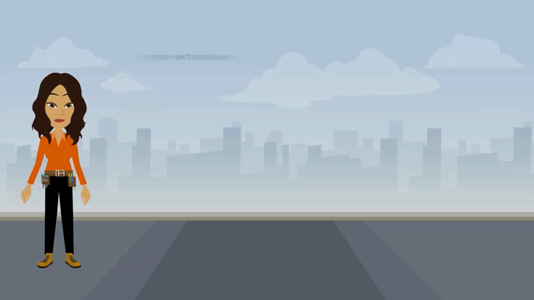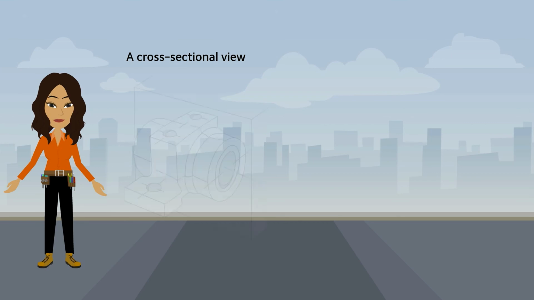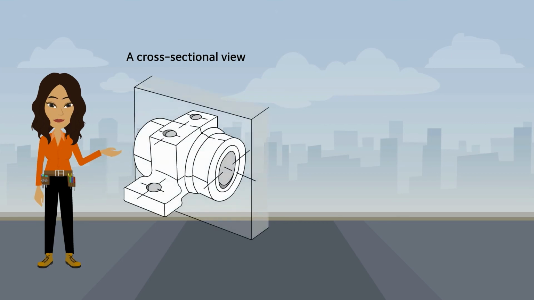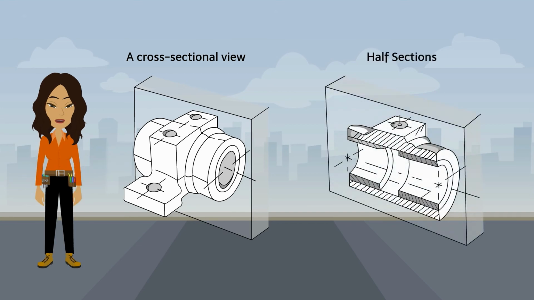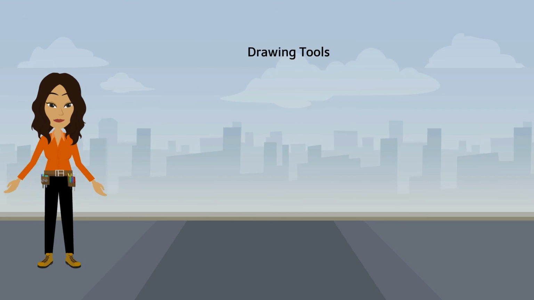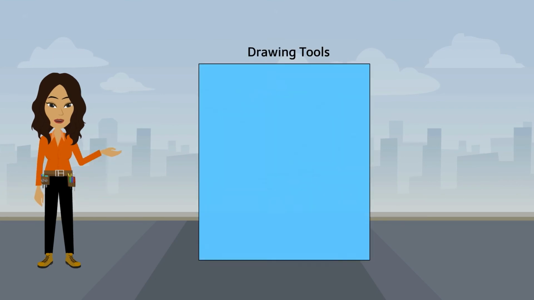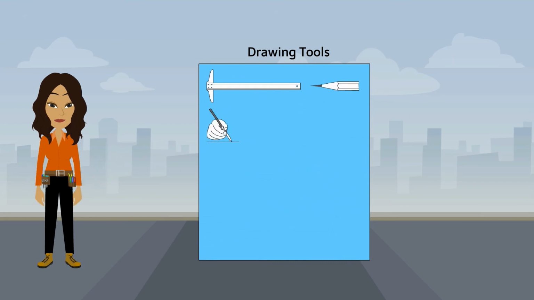We finally have the last two types of technical drawing. A cross-sectional view. A cross-sectional view portrays a cutaway portion of the object and is another way to show hidden components in a device. Half sections. A half section is a view of an object showing one half of the view in section. Drawing tools. To prepare a drawing, one can use manual drafting instruments or computer-aided drafting or design, or CAD.